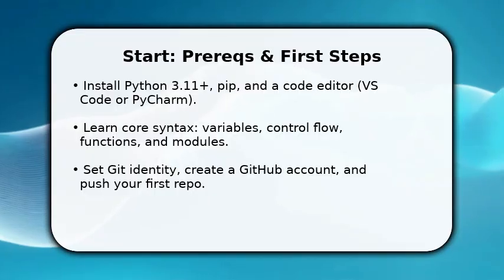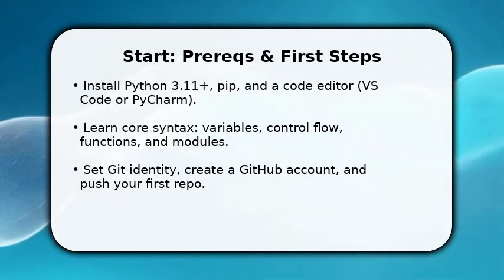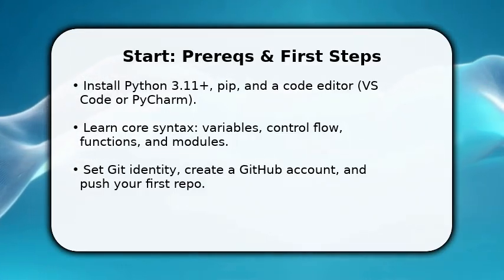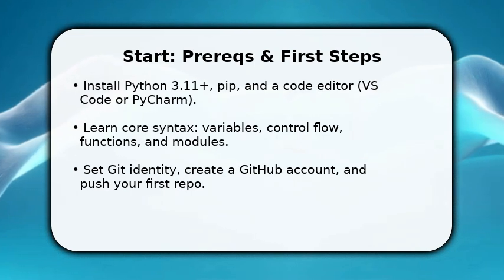Make sure to initialize Git, set your name and email, and create a GitHub repo to push an initial project. This gives you version control skills and a public portfolio. Use small, focused exercises so you build momentum and visible evidence of progress quickly.